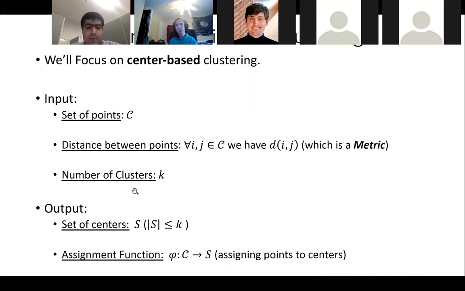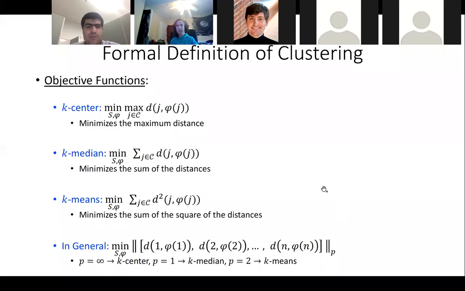And we're also given a number of clusters K as part of the input. And the output should be a set of centers S, and the cardinality of S should not exceed K. And we're also supposed to come up with the assignment function, which assigns points to centers. And thereby, this is how the clusters are formed.